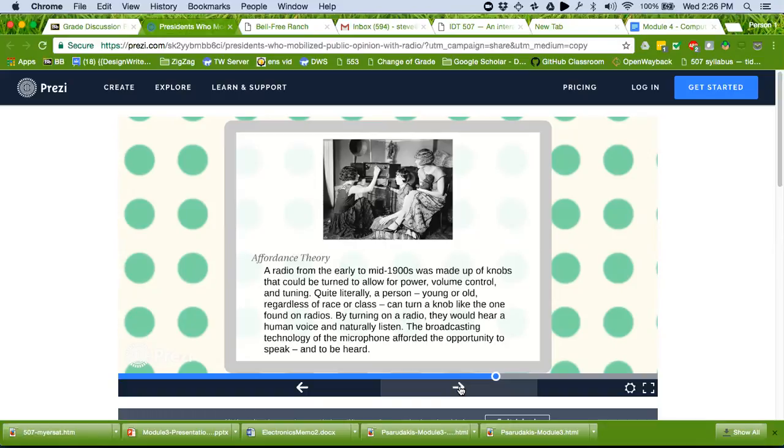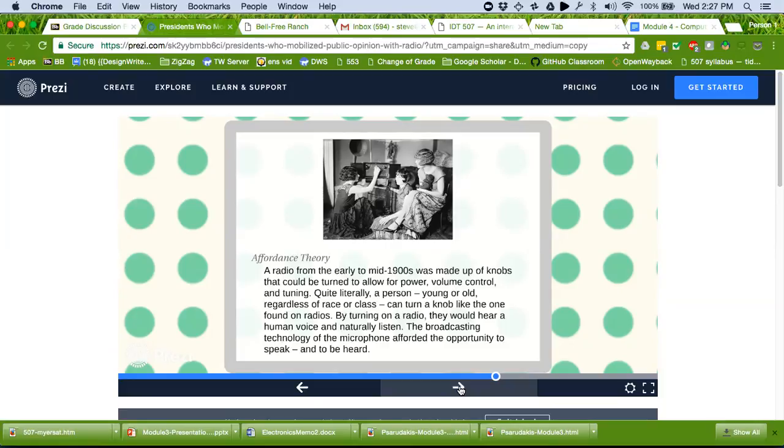And this is right out of the David Levy kind of approach. Yeah. And so the one quibble that I'd have is, quite literally, a person, young or old, regardless of race and class, can turn a knob, blah, blah, blah. Well, she's almost got it right there. It's quite literally a person, young or old, who cannot read.